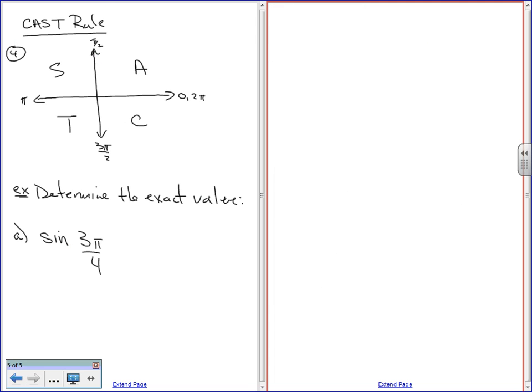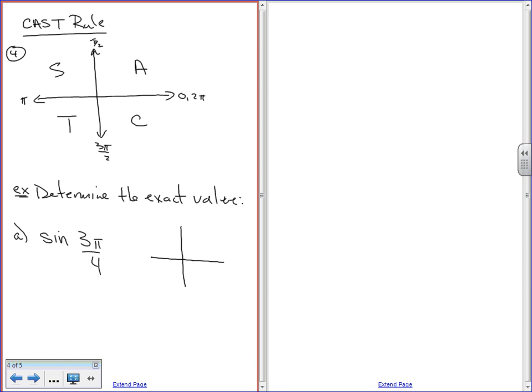Okay. So the first thing you need to identify is what quadrant this angle is in. Okay? So it helps to draw yourself a little diagram: 0, pi over 2, pi, 3 pi over 2, and 2 pi, quadrant 1, 2, 3, and 4. What quadrant is the angle 3 pi over 4 in? How do you know that?